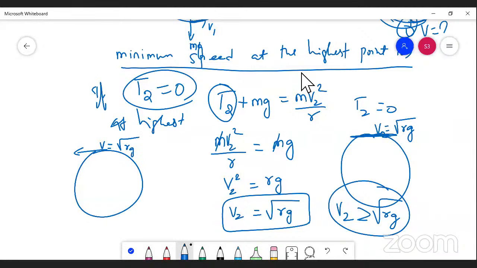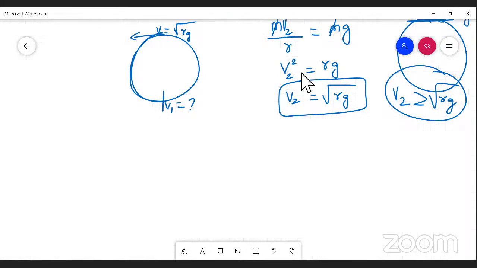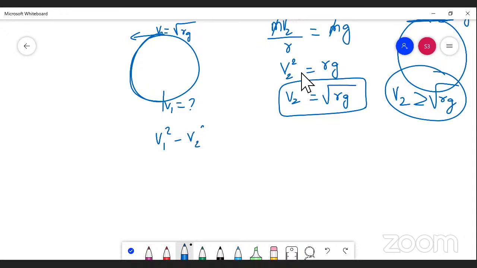I want to calculate the velocity of the particle at the lowest point, V1. What is V1? V1 is the velocity of the particle at the lowest point. So V1 squared minus V2 squared is equal to 4GR.